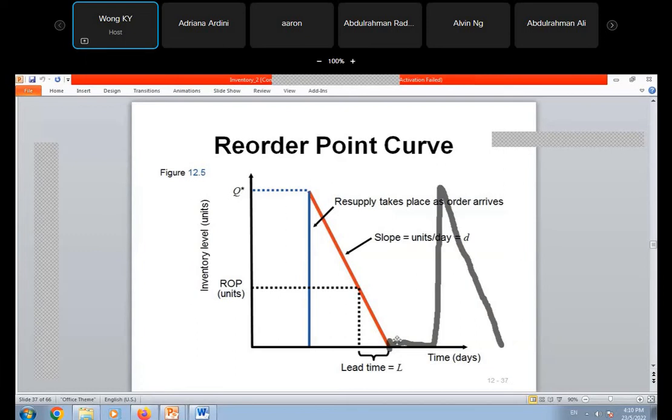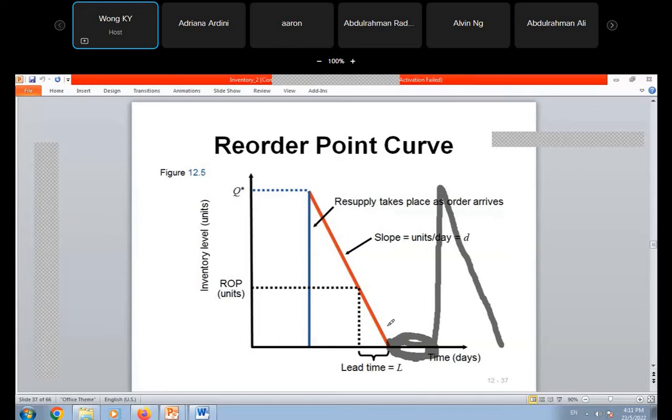So what I'm trying to say here is the company will not order when the inventory has already reached zero level. It's too risky, because there is a time gap here where the company has no inventory. If the company has no inventory, then the company cannot produce, cannot fulfill customer demand and may suffer a lot of losses. So what happens in practice is the company will have to reorder before the inventory level reaches the zero level. It means the company will have to start placing the order, start calling the supplier, well before the inventory level becomes zero.